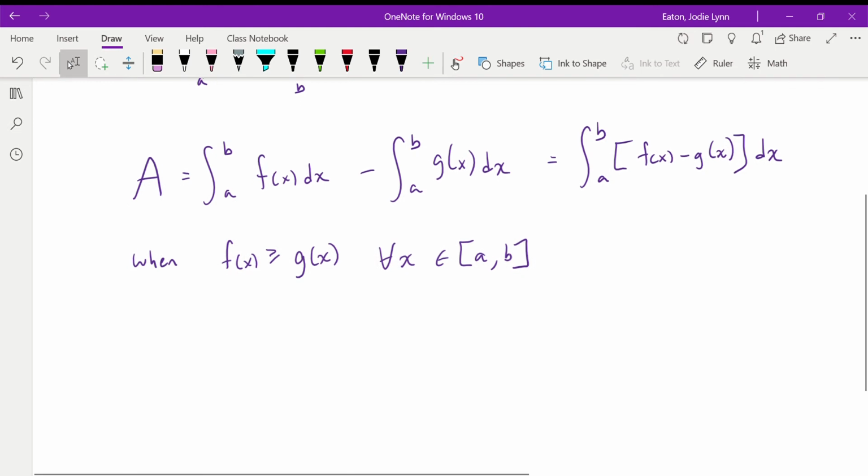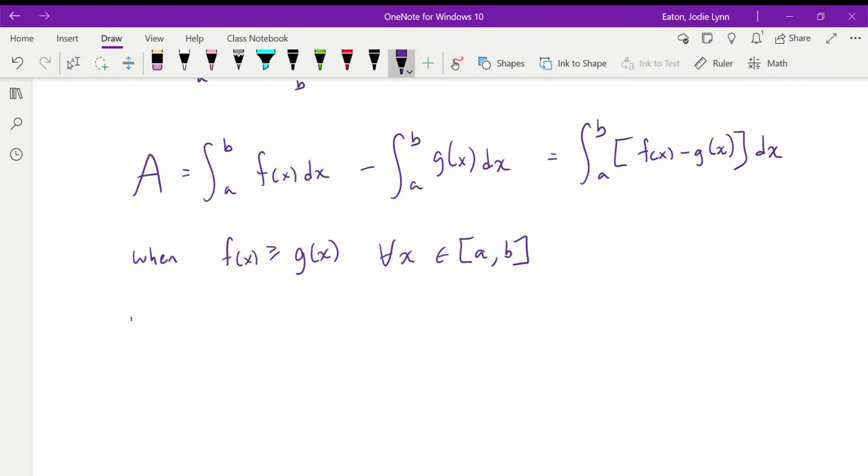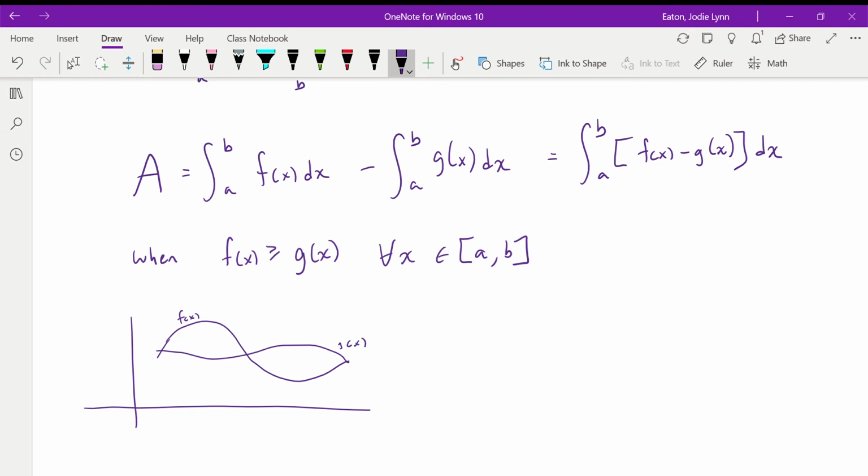Okay, so what happens if we want to find an area where that is not true? Let's say we have two functions, f and g. They do something fun like that. And then g of x goes there. So let's say this is f of x, and then this one is g of x. So sometimes f of x is above, sometimes g of x is above. So what we need to do is look at these areas in two different ways. For this area, the yellow portion, f of x is the higher function. And for this blue area, g of x is the higher function.